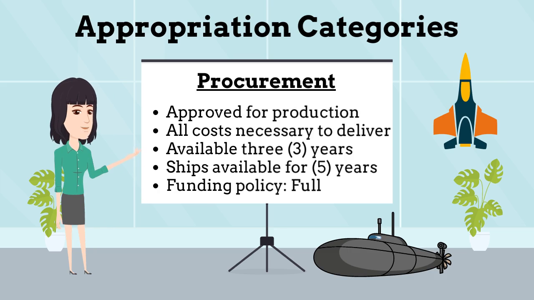The Procurement Appropriations category funds those acquisition programs that have been approved for production and all costs necessary to deliver a useful end item intended for operational use or inventory upon delivery. This funding is available for 3 years for regular programs but 5 years for ships. The funding policy is full.